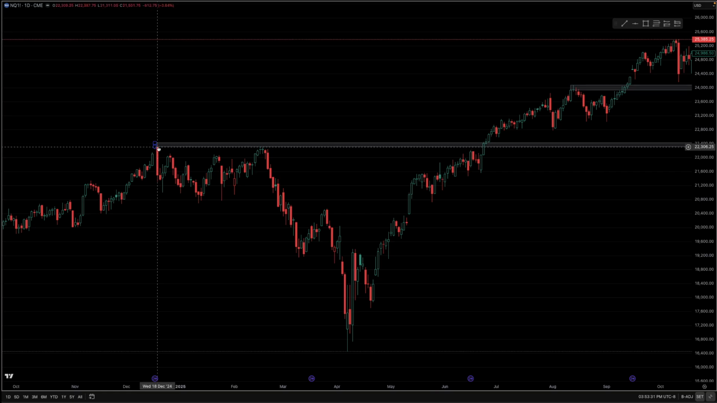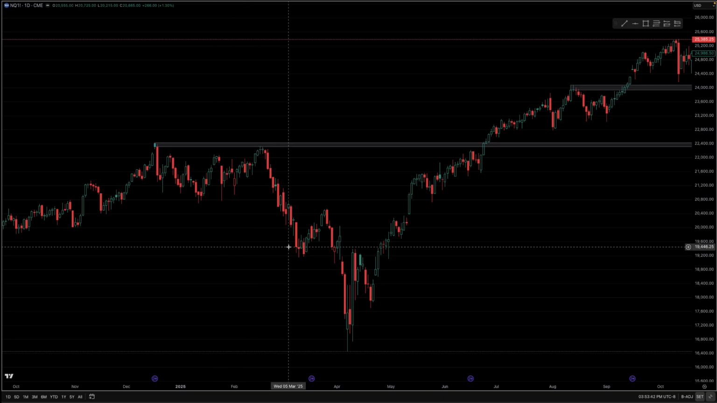This is now discount, or this is fair value. This is where you want to be a seller, right? Because this is going to be an area where if we can sell the market here, our risk is so much less than our reward.